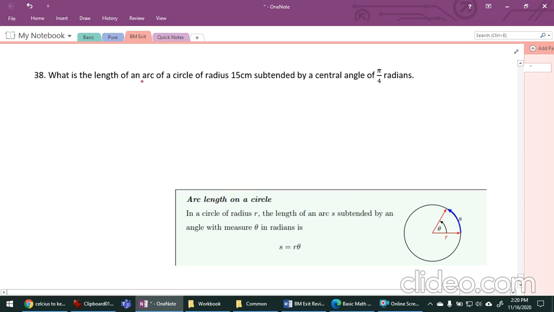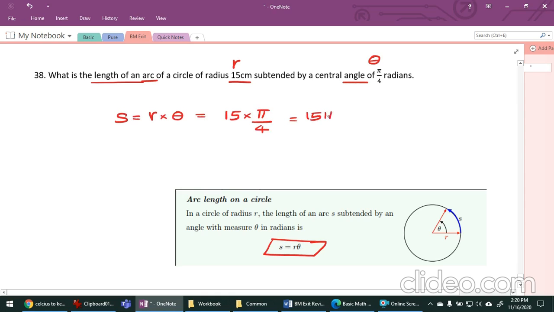What is the length of an arc? Length of an arc means I should find s, from here to here. I should find s if you know theta and r. So in this question, you have radius r is 15 centimeter, and the angle theta is pi by 4 radian. Now what is the rule for finding the length? It's very easy. S equal to r theta. So S is equal to r into theta. What is r? 15 into pi by 4. So the answer is 15 pi by 4. That's all.